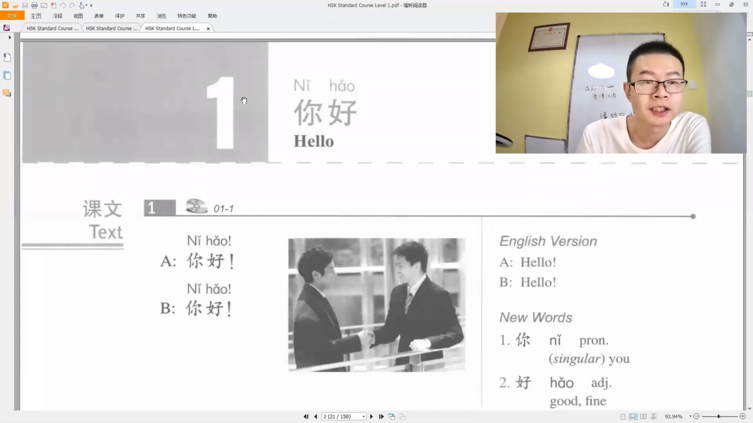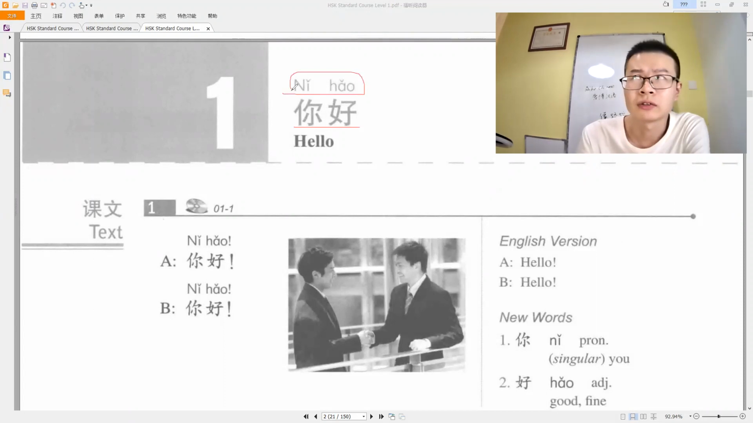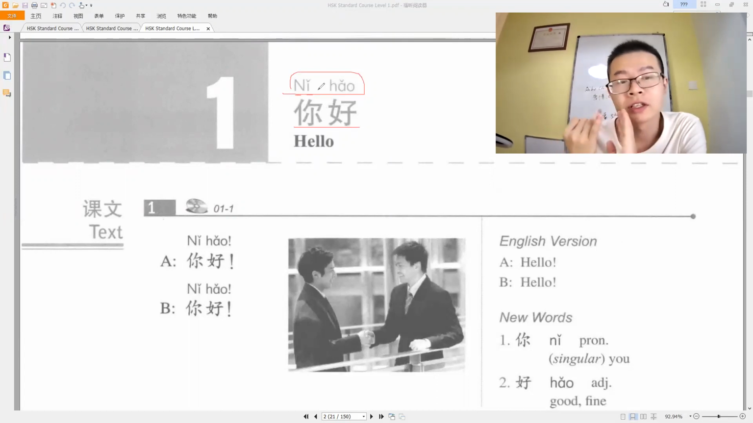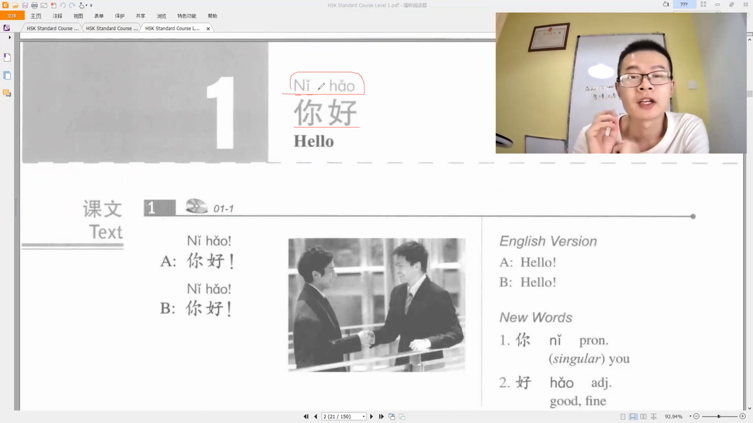你好, Chinese characters, and that's pinyin, how to pronounce it. The first step is to practice and master the pinyin well. Initials and finals: ni, ni, ni. Hao, hao, hao. Ni hao. Pinyin has three parts: the initials, the final, and the tone. Ni, ni, ni, ni: four tones and a silent tone.